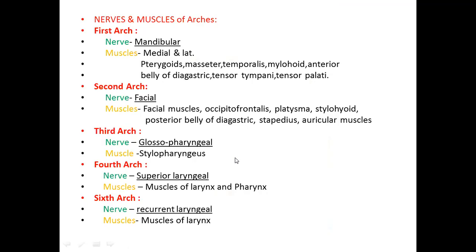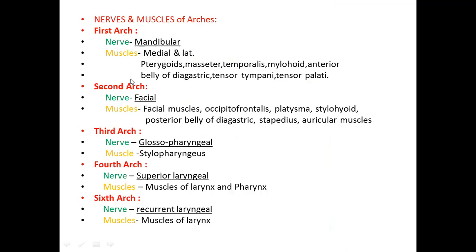So what are the nerves and muscles of these various pharyngeal arches? The nerve of the first arch is the mandibular nerve. That's why the first arch is also called the mandibular arch. The muscles derived are the medial and lateral pterygoids, which are called muscles of mastication.